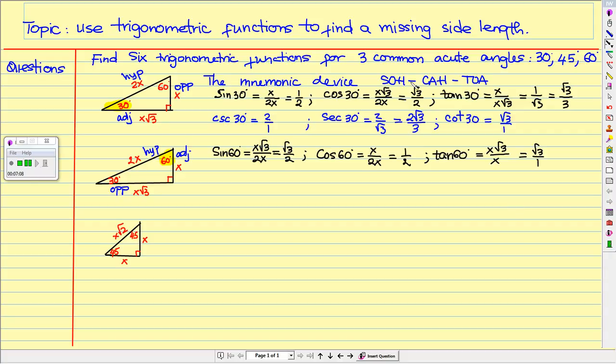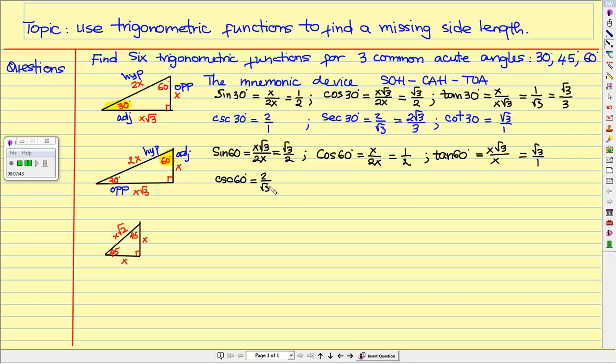So now, by using the mnemonic device SOHCAHTOA, we found sine of 60, cosine of 60, and tangent of 60 degrees. So let's find the rest, the three reciprocal functions. The reciprocal of sine will be cosecant. So what we are going to do is just flip the fraction of sine. So we have square root of 3 over 2, now it becomes 2 over square root of 3.